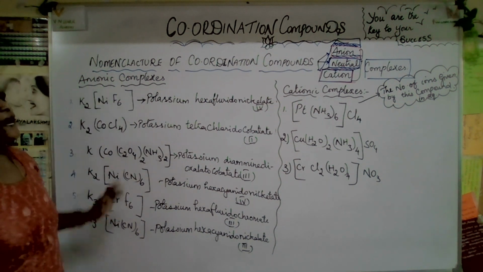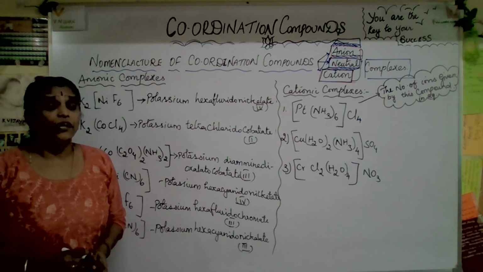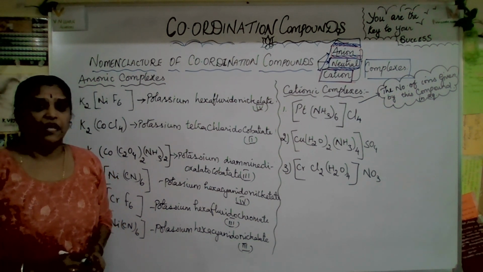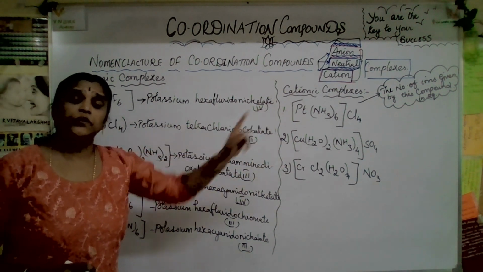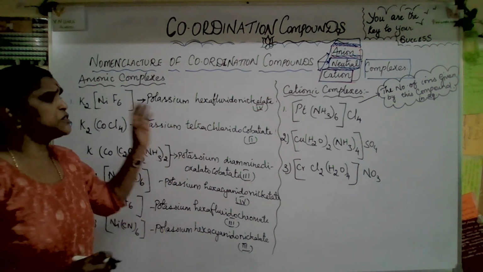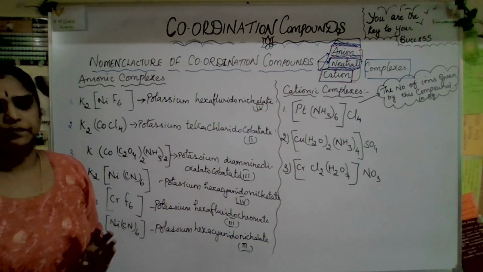So these are all anionic complexes. In our last video also, we mentioned some of the anionic complex names very clearly. Now we are going to see the cationic complexes and neutral complexes. What are the differences between anionic complexes and cationic complexes? Let us go and identify.